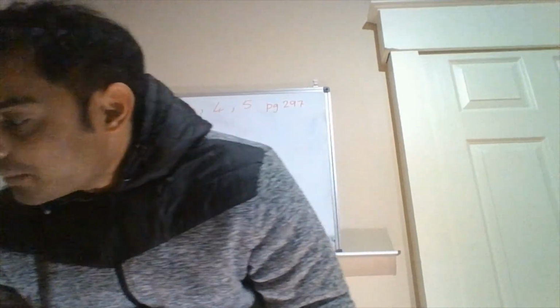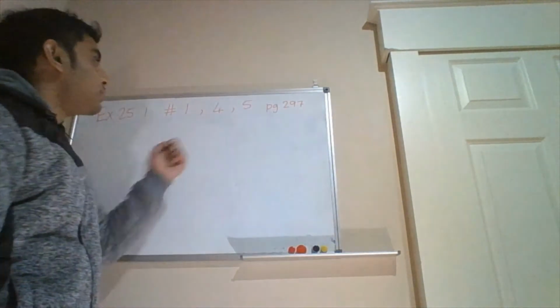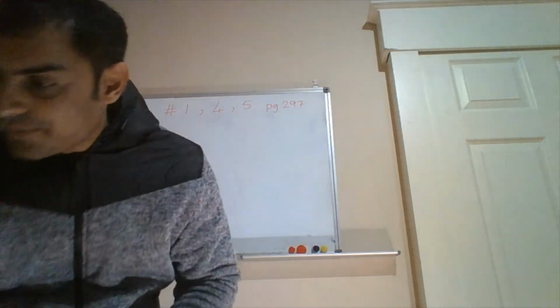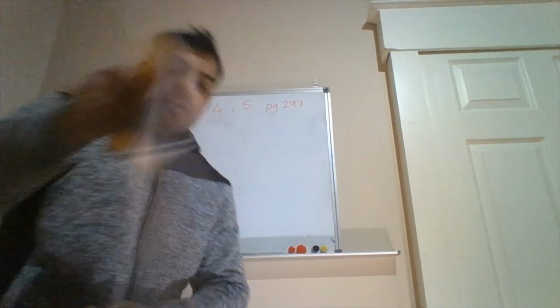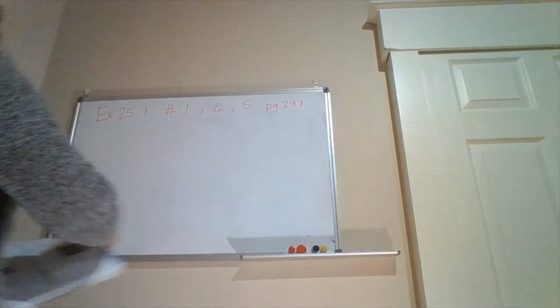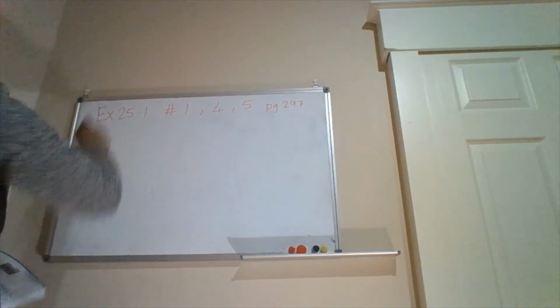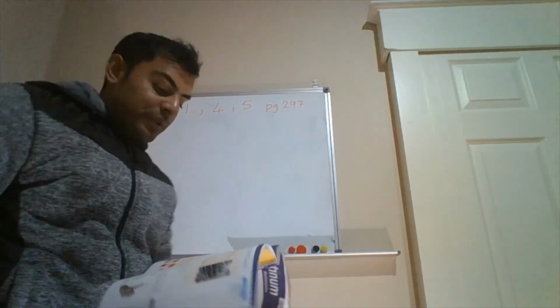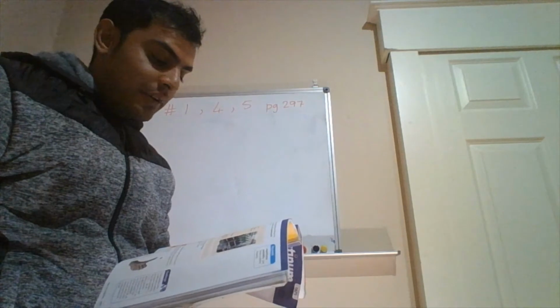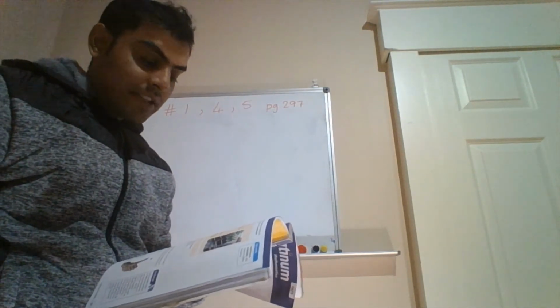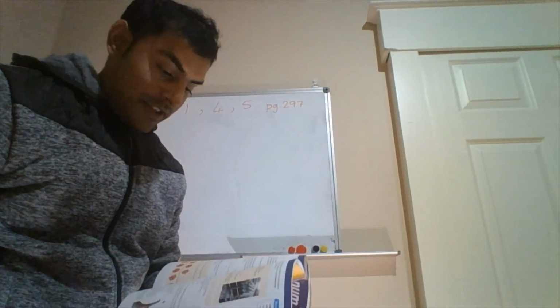Lastly, I wanted to go over some of the problems from exercise 25.1 on page 297. I'm just going to be going over questions 1, 4, and 5. For the first question, it asks us to write the following as decimal fractions and also as percentages.